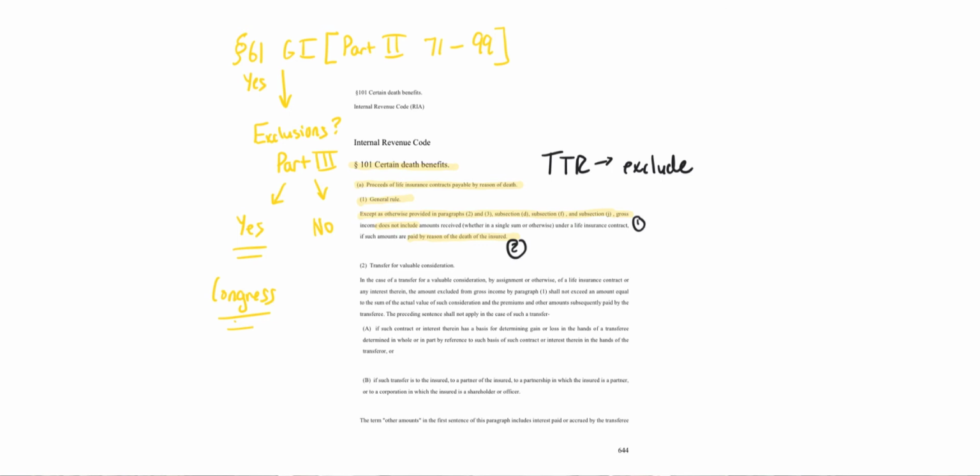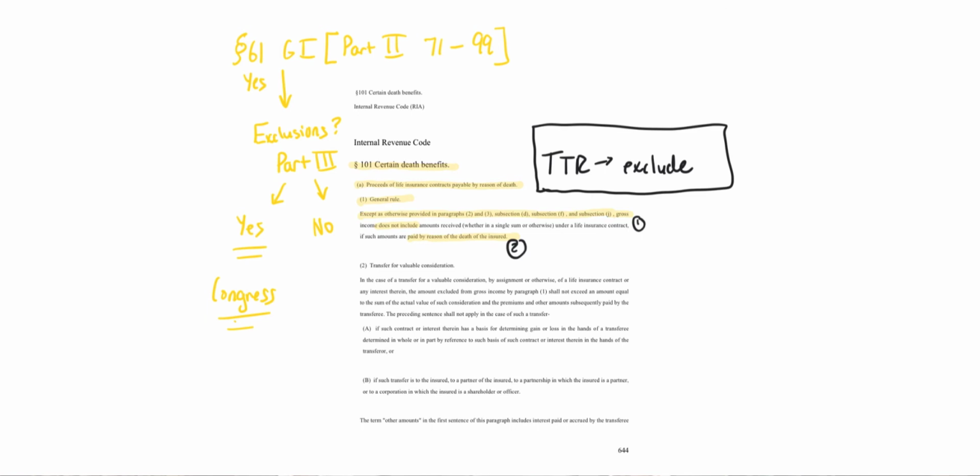So the tax treatment rule, we exclude from income, and the propositions or the requirements or conditions, whatever you call them. Number 1, you have to have amounts received, whether single sum or otherwise, under life insurance. So amounts received under a life insurance contract. And 2, the amounts were paid to you by reason of death of the insured.